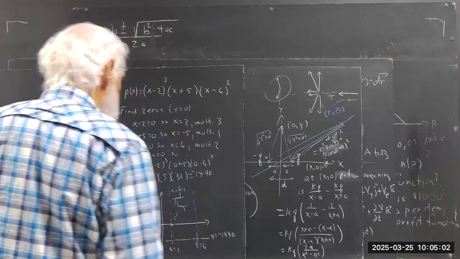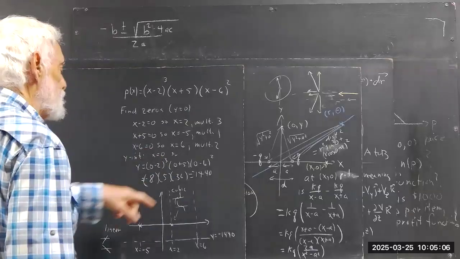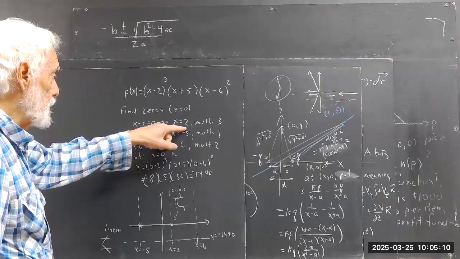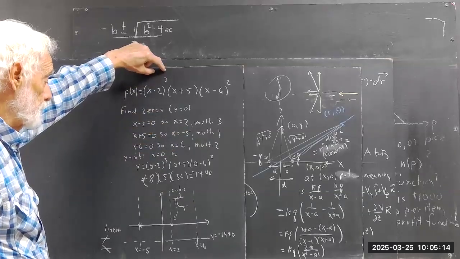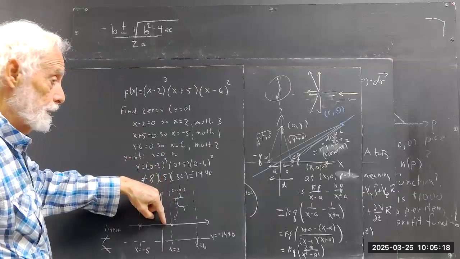Then at x equals 2, the 0 comes from x minus 2 equals 0, but x minus 2 is cubed. So it's going to act like a cubic graph here.